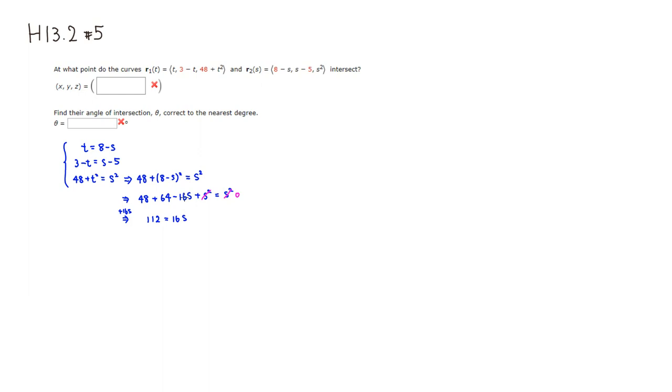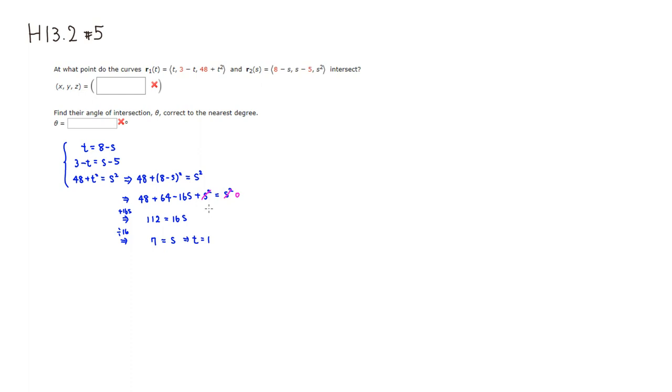Then because we want to isolate s, we divide through by 16. 112 divided by 16 is actually 7. So that will be 7 is equal to s, so we know the s value. Once you know the s value, using the first equation, 8 minus 7, t is going to be equal to 1.